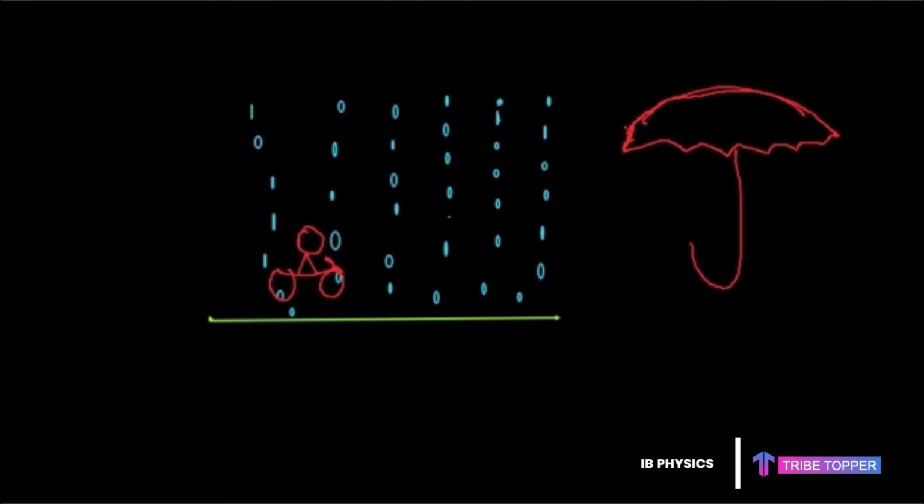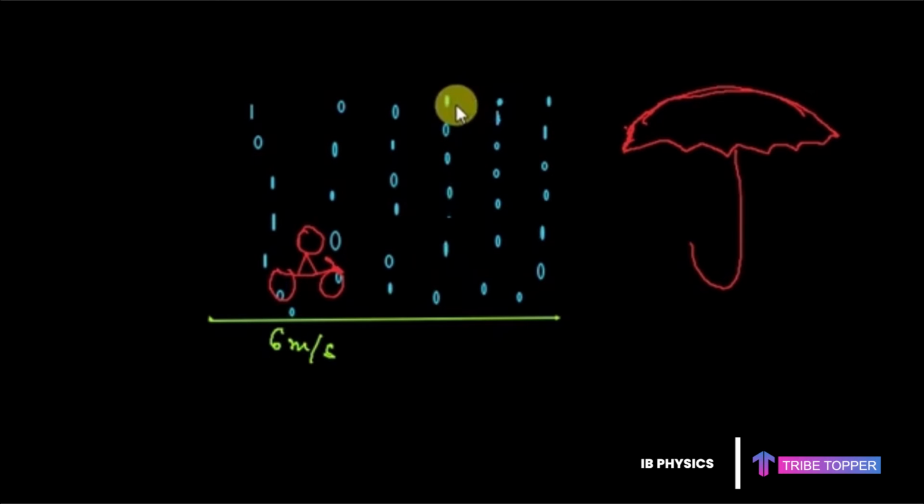So let's look at this problem. Suppose you're riding on a bike at, say, 6 meters per second towards the right, and how would you hold the umbrella if it is raining and you want to protect yourself? Please don't think that you're going to hold it vertically upwards, because to protect from rain, you need to understand the relative velocity of rain with respect to you.